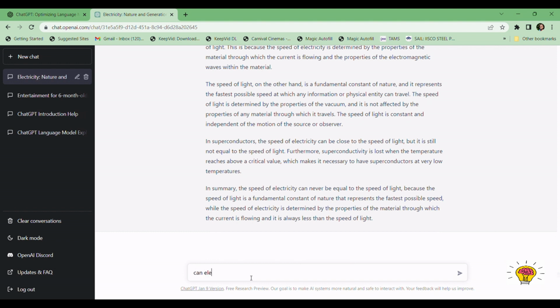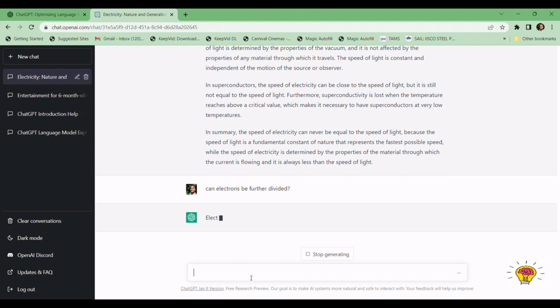Can electrons be further divided? I know, but how will it behave?